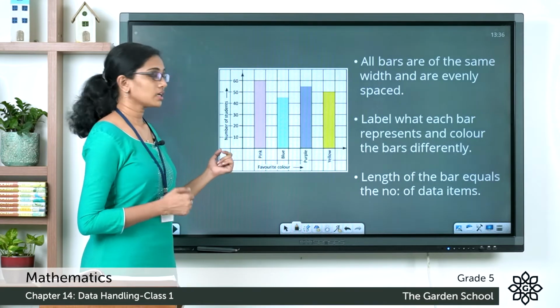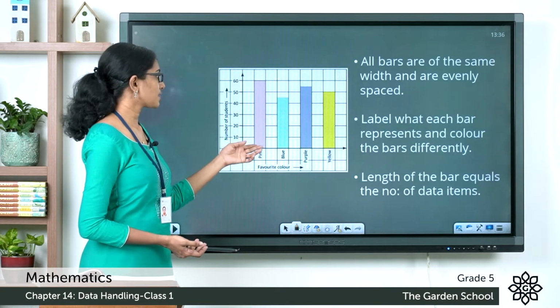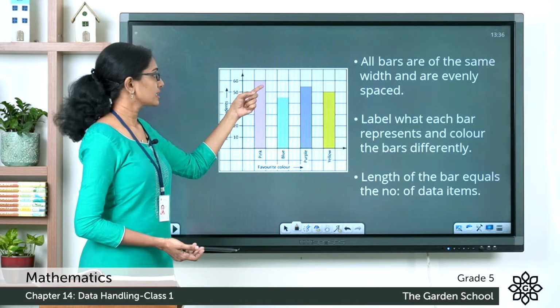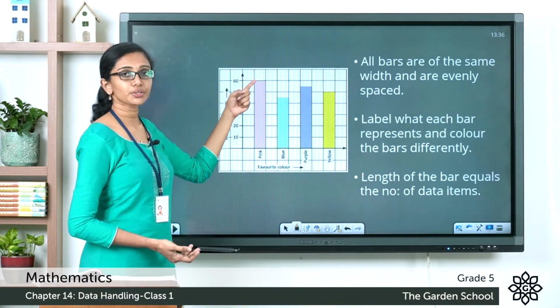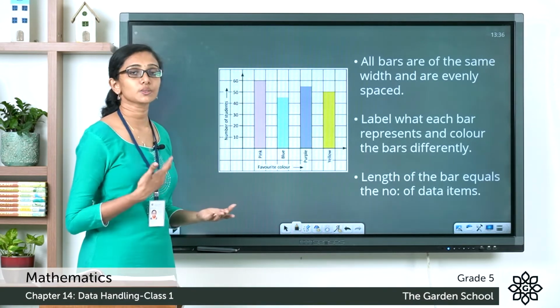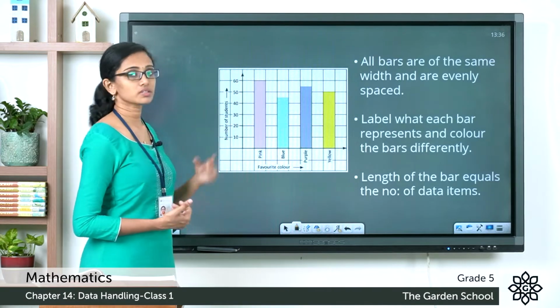So what about the color pink? Pink is the favorite color of how many students? See the height of the bar. It ends at the point corresponding to a value of 60. So the number of students whose favorite color is pink is equal to 60.